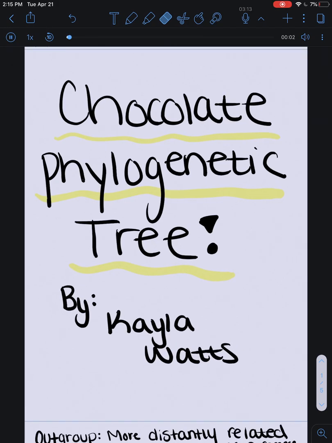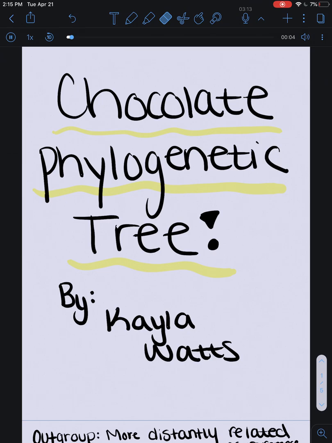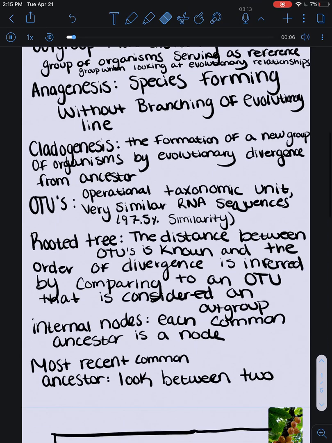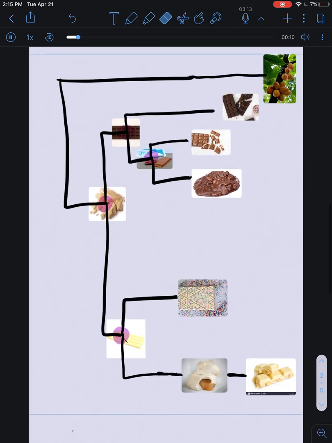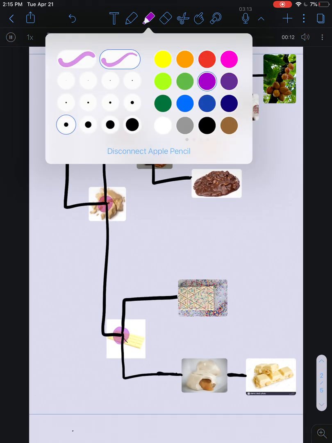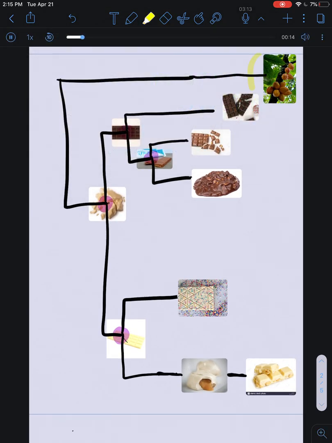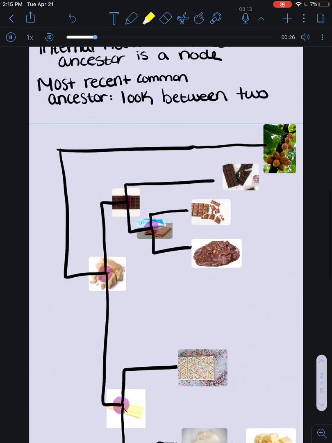Guys, today we are going to be talking about a chocolate phylogenetic tree. We're going to be looking at a lot of things today, but first off, let's start with our phylogenetic tree. Starting with a cacao plant, and stemming from the cacao plant, we have cocoa butter. Stemming from cocoa butter, we have two kinds of chocolate, either dark chocolate or white chocolate, and stemming from each of these, we have some different kinds of dark chocolate and white chocolate.